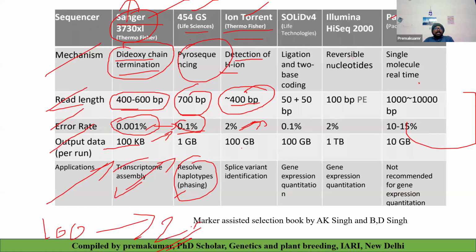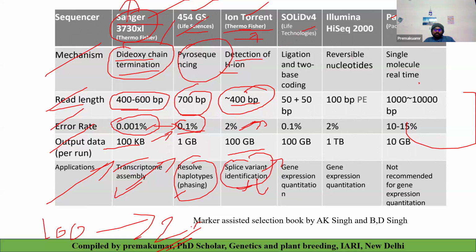Then it can generate 100 GB of data per run, and it can be used for splice variant identification and DNA sequencing. These are specific uses I am telling; commonly they are used for DNA sequencing. I just highlighted that, for example, if you want to identify splice variants, then definitely you can use Ion Torrent, and it is cheaper than the other methods. Compared to 454 and Sanger sequencing, Ion Torrent was a little bit cheaper.